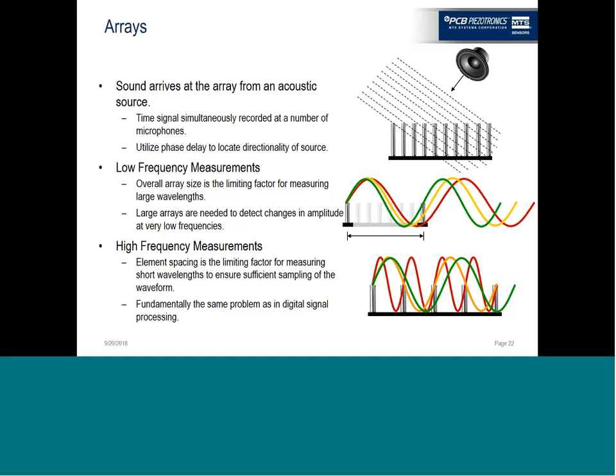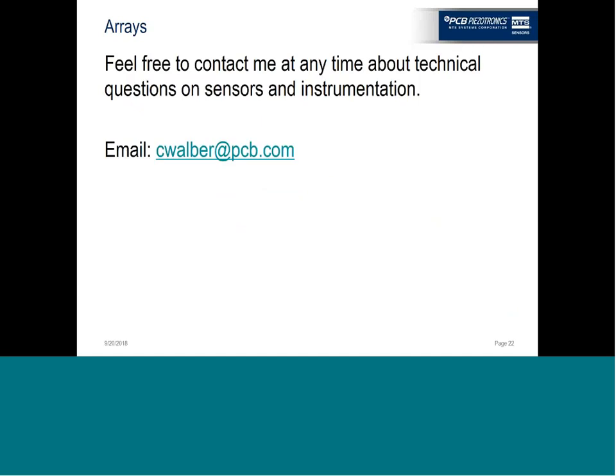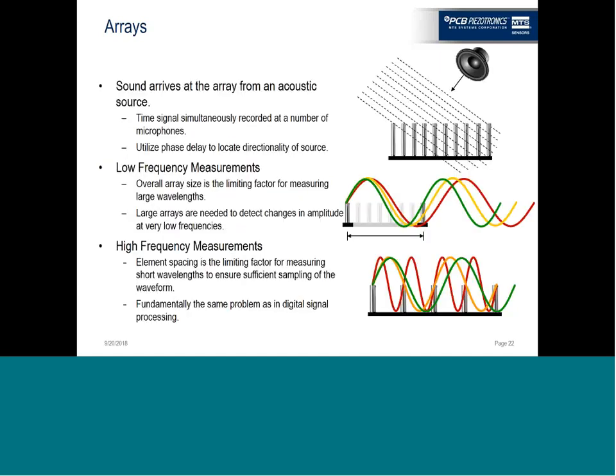Array setups are a series of microphones that you have spaced out in a specific configuration, and the noise that comes from whatever your source is or whatever you're measuring has a slight delay due to the distance between the microphones. The time signal is simultaneously recorded at all of the microphones, and then due to that phase delay, you can use that to backtrack and learn where in space your sound source is. There are limitations on this.